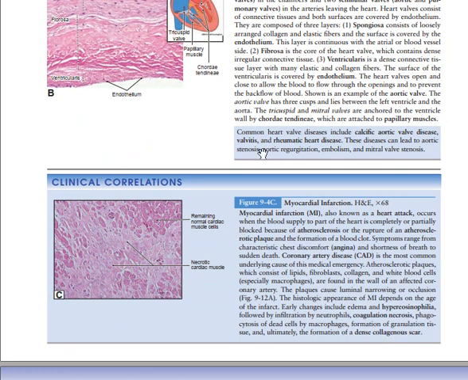So now the next one is the clinical correlation. The clinical correlation of the cardiac valve is that there are generally three main diseases affecting the valves.